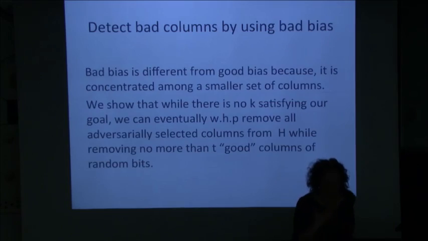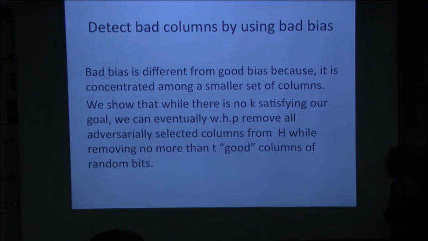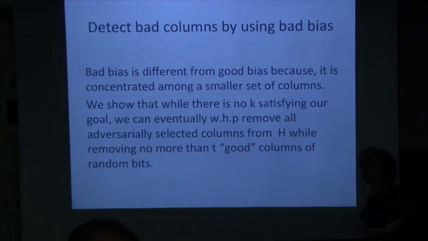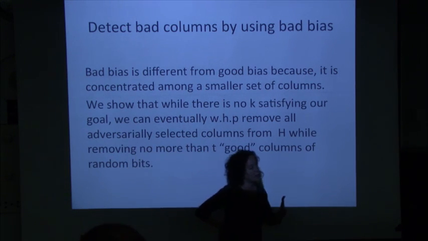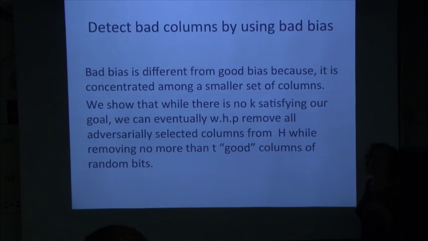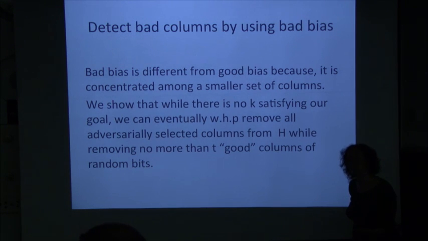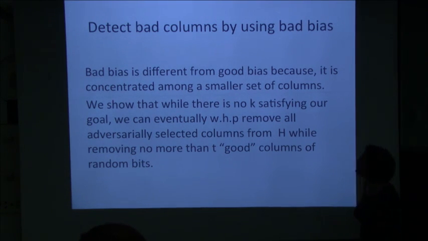Okay, so the goal is to detect the bad columns. Now, why can we detect bad bias? Because it's different from good bias. It's concentrated among a smaller set of columns. So there's a natural good bias produced by columns, and it's unnatural for n over 500 such columns to produce the same amount of bias. So we are going to detect this unnaturally bad bias. So that's the next question.